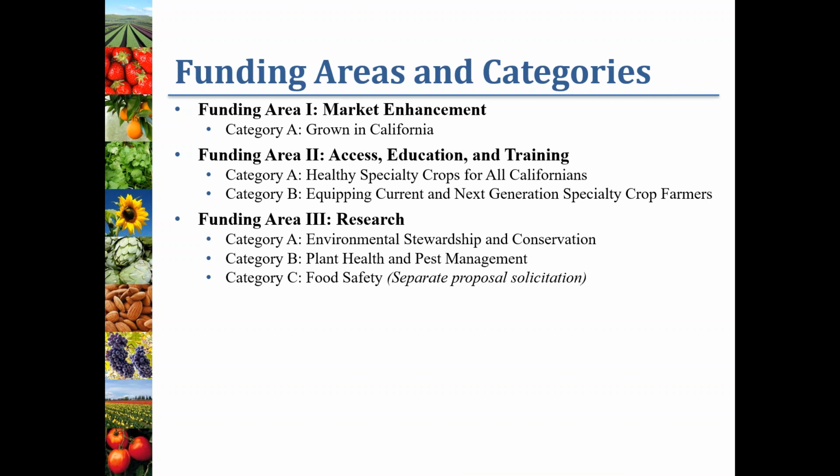Within each funding category, there are a number of program priorities listed. Your project must address at least one of the program priorities listed under the chosen funding category. For example, if you choose Research Category A, you will need to choose program priorities within Research Category A. The program priorities are listed on the upcoming slides and are provided in the RFCP.